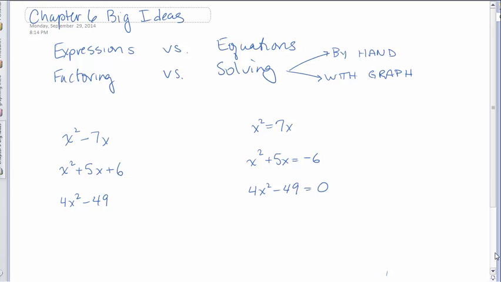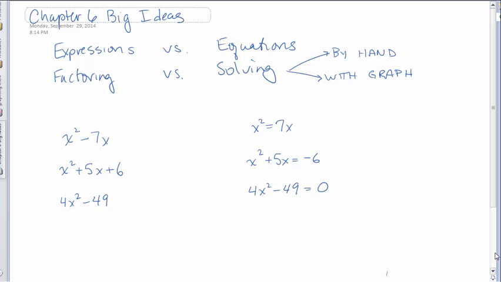Hi folks, I'm just recording this because I've had a few questions from students that indicate that people are having a little bit of a tough time putting all the ideas together that show up in Chapter 6. So I'm going to try to summarize the big takeaways that you need from Chapter 6.